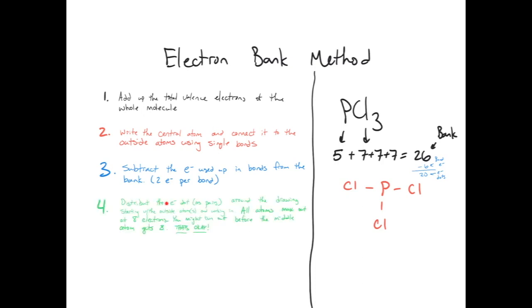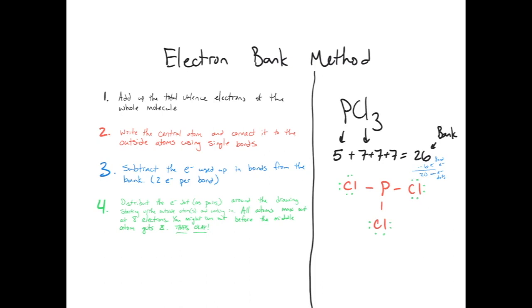Now step 4 says distribute the electrons as pairs around the drawing, starting with the outside atoms and working in. All the atoms max out at 8 electrons. You might run out before the middle atom gets 8, but that's okay. And so over here I'm going to put the electrons, 10 pairs of electrons, I'm going to start putting them in around the chlorine. As you can see, I put in electron dots around the chlorines. I have 6 around this chlorine, 6 around this chlorine, and finally 6 around this chlorine. That uses up 18 of my 20 dots. The remaining 2 dots will go on the inside atom.